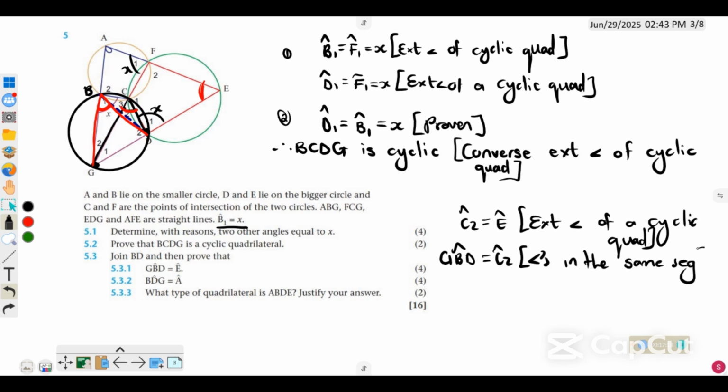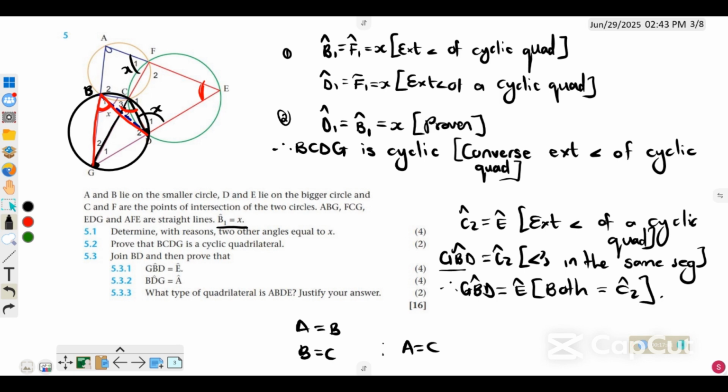And then lastly, listen up, if A is equals to B, but B is equals to C, then it means A and C are equals to each other. Same thing. You can see that C2 is equals to E, but also C2 is equals to GPD. Therefore, GPD will also be equals to angle E, because they are both equals to angle C2. Then that's that. We have proven this one.